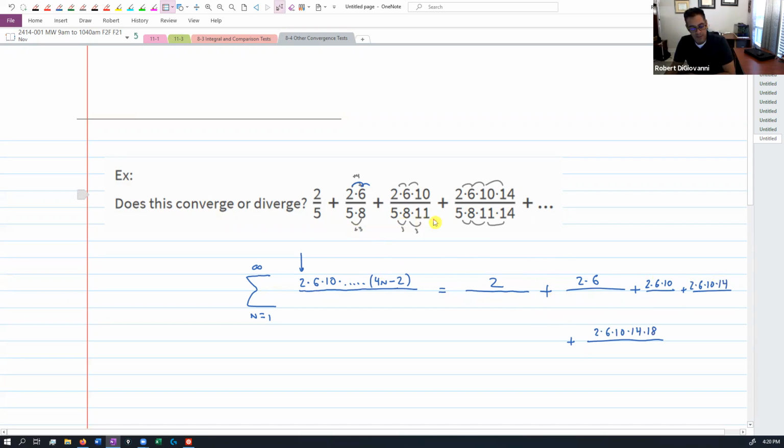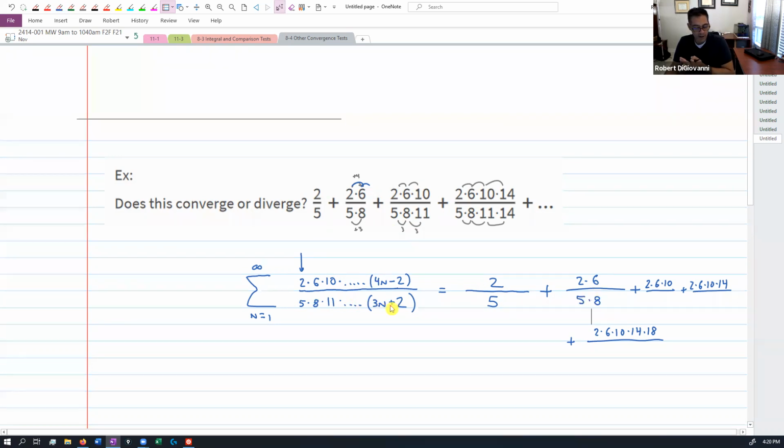Now on the bottom, it's the same idea. We want to do 5 times 8 times 11, and we want to keep doing that until we get to, okay, well, all of these jump by 3, so I have to put 3 in. But when I plug in 1, I want a 5. So I want to start at 5. So I'm going to add 2. Let's see if that works. Plug in 1, what do you get? 5, right? So you want to start at 5, end at 5. And when you plug in 2, you get 6 plus 2 is 8. So you want to go 5 times 8, stop at 8.